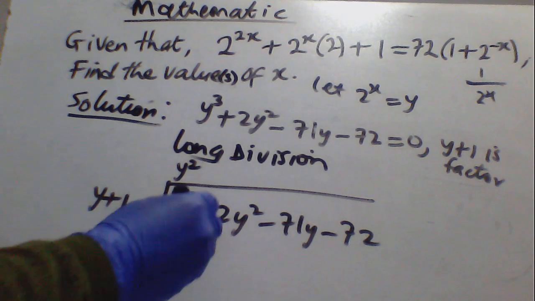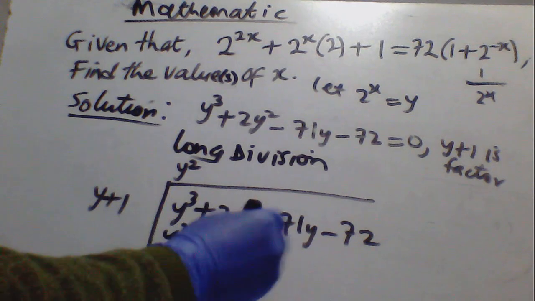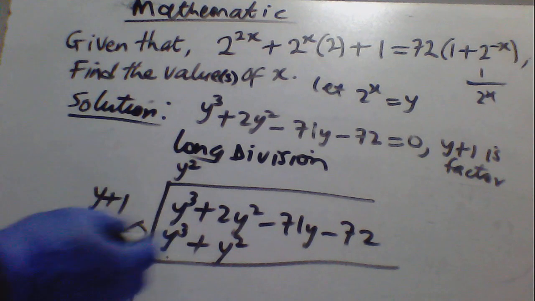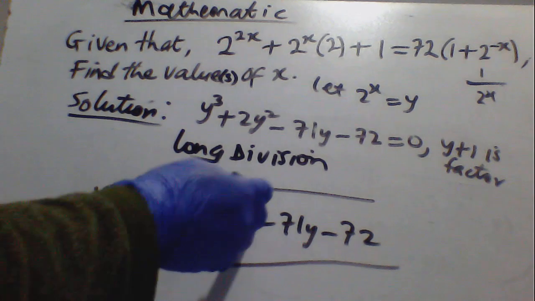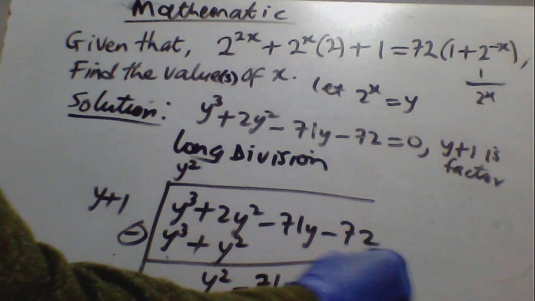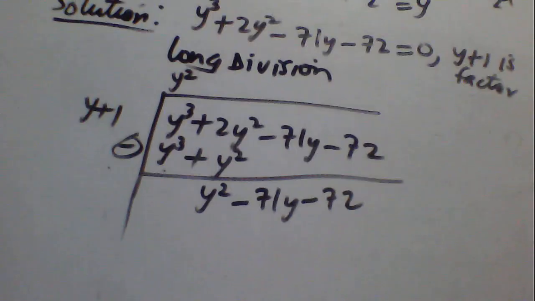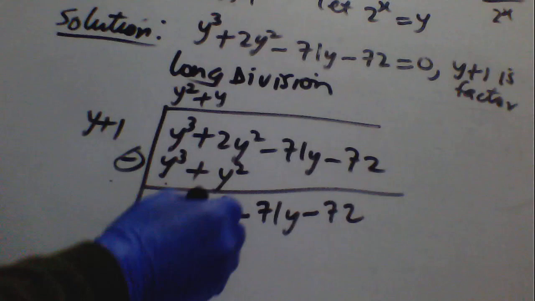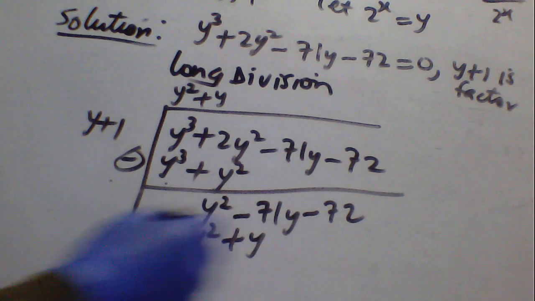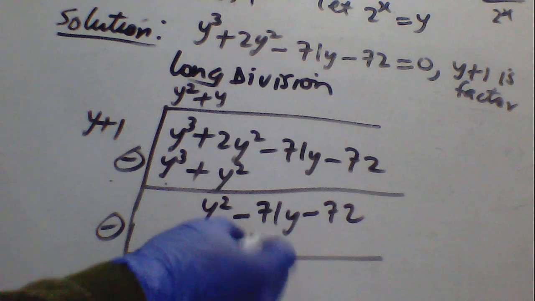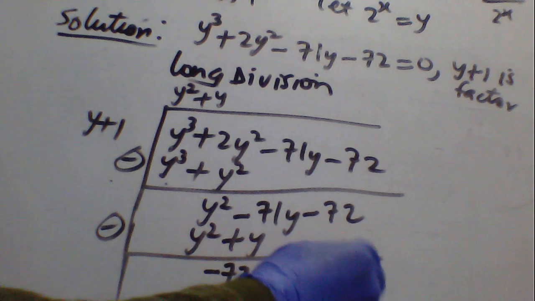Y squared times y will give us y raised to power 3. Y squared times 1 will give us y squared. You subtract. So subtracting, y raised to power 3 minus y raised to power 3 gives us 0. 2y squared minus y squared will give us y squared. So you bring other terms down. From here you have to simplify further. Y squared divided by y will give us y. Y times y will give us y squared. Y times 1 will give us plus y. So you subtract again. y squared minus y squared is equal to 0. Minus 71y minus y will give us minus 72y, minus 72.